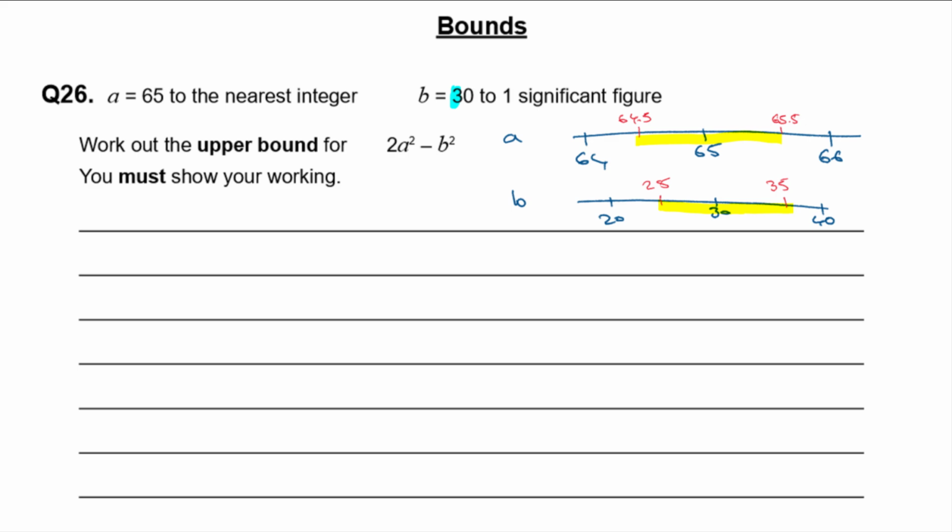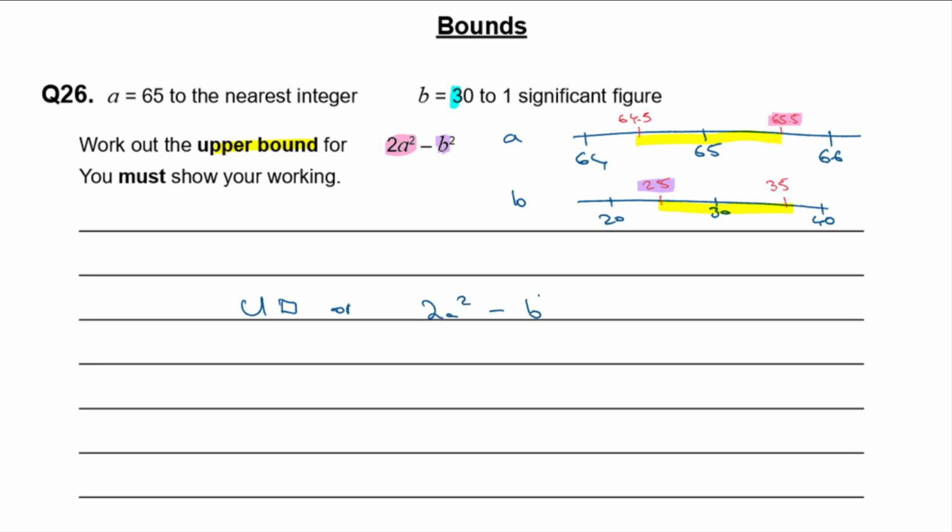Okay, now we want to work out the upper bound of this expression 2a squared minus b squared. Now, if I want to make this as big as possible, then this positive part here needs to be as big as possible. So I'm going to use the upper bound of a. So when I square it and double it, it's going to be as big as it can possibly be. Okay? But then I want to take b squared away. Now, obviously, if I want it to be as big as possible, I want to take away as little as possible. So for b, I'm going to be using the lower bound here. So what I take away is the least possible amount in the range of possible values of b.